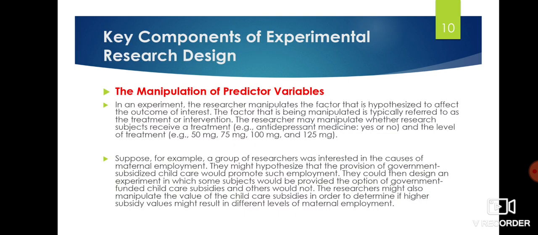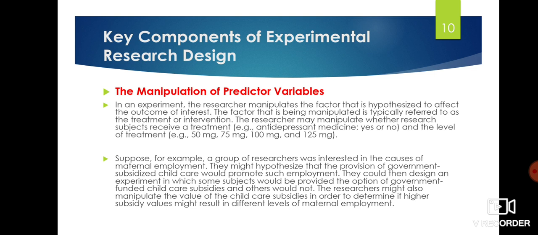Okay? So, here are the key components of experimental research design. The manipulation of predictor variables. Sabi dito, in an experiment, the researcher manipulates the factor that is hypothesized to affect the outcome of interest. The factor that is being manipulated is typically referred to as the treatment or intervention. The researcher may manipulate whether research subjects receive a treatment and the level of treatment. So, ang ipinapakita dito, class, katulad nga ng sinabi ko kanina, kapag through experimental research design, you have this liberty to assign different treatment conditions to your subject.